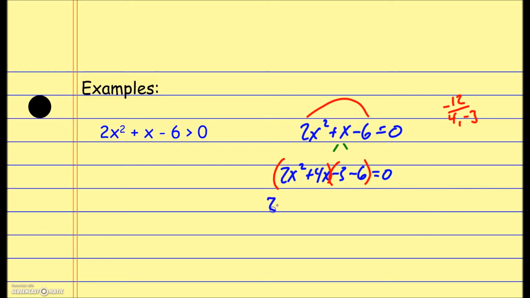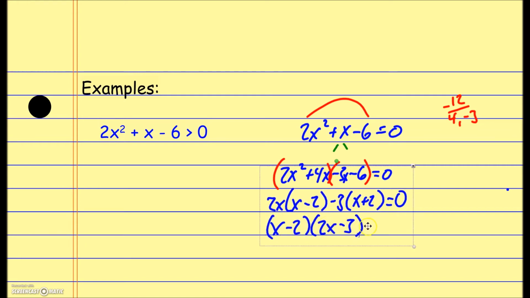Out of this first group, I can factor out the 2x, leaves me the x plus 2. Out of the second group, sorry, I'm missing my x next to the minus 3 here. Out of the second group, I can factor out a negative 3, which leaves me with an x plus 2. So my two factors are the x plus 2 and the 2x minus 3.